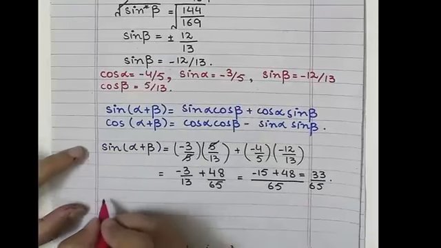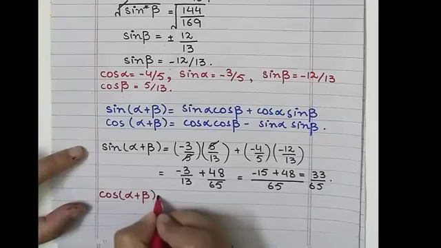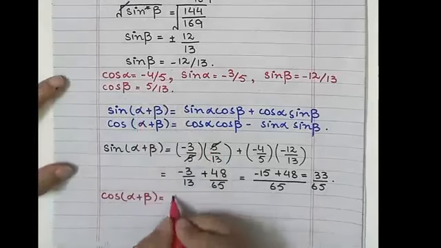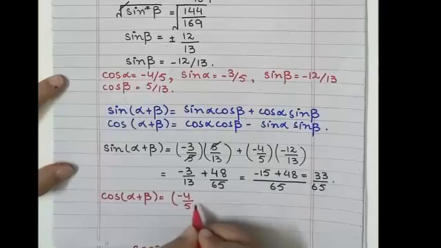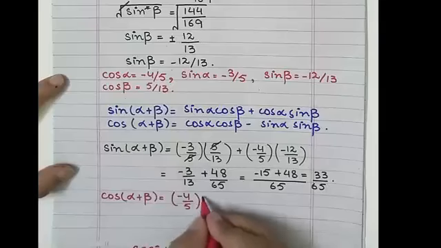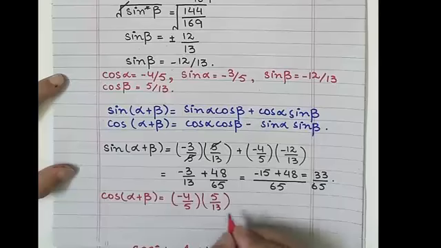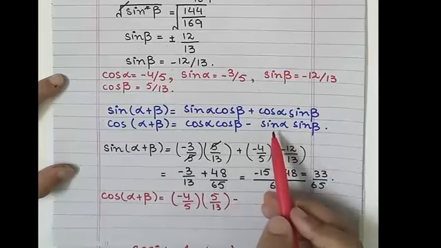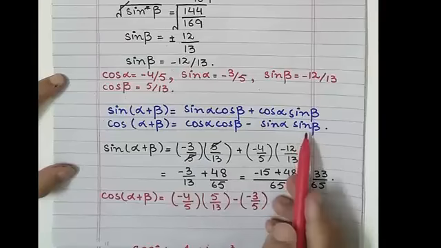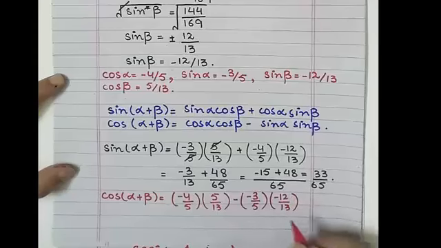Now to find out the value for cos alpha plus beta, the value of cos alpha is minus 4 over 5. The value of cos beta is 5 over 13, minus the value of sin alpha, which is minus 3 over 5, and the value of sin beta is minus 12 over 13.